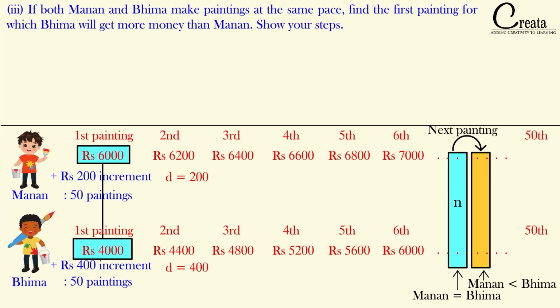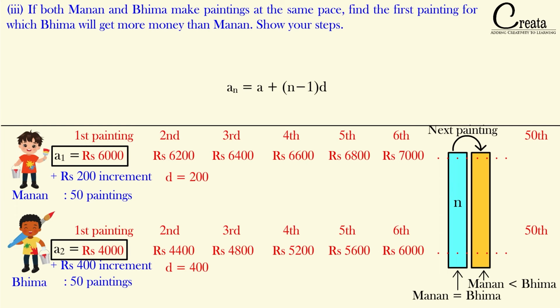And what is the formula of finding the Nth term? The formula is A plus (N minus 1)D. A is the first term, D is the difference and N is the Nth term. For segregation, let's mark the first term of Manan as A1 while the first term of Bhima as A2. The difference in the case of Manan as D1 and the difference in the case of Bhima as D2.